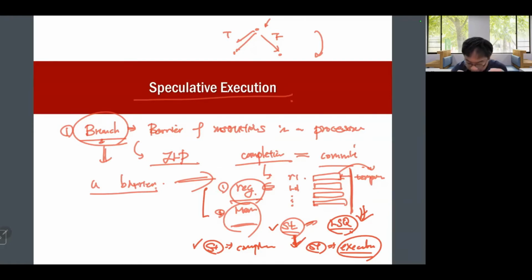So this is the main idea of speculative execution. The main idea is that we distinguish the completion of an instruction and the commit of the instruction. Before an instruction is committed, these instructions can be rolled back. That means it's canceled, which means that these completed instructions can be flushed.